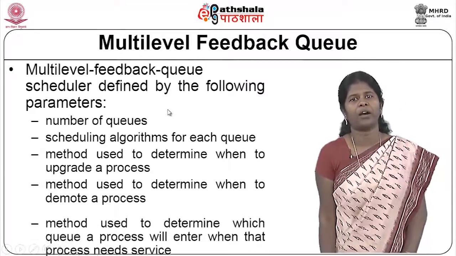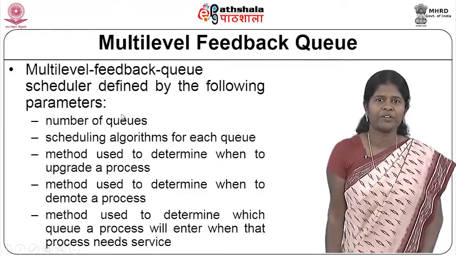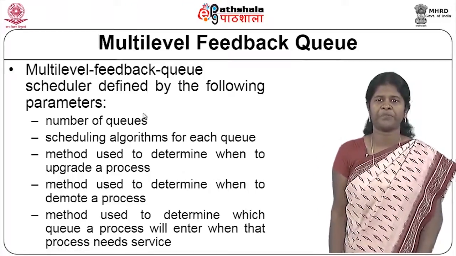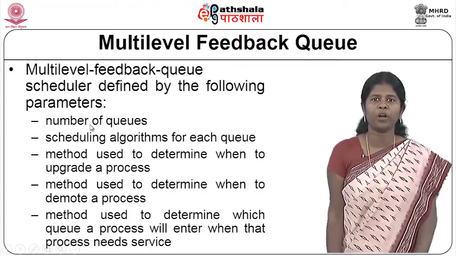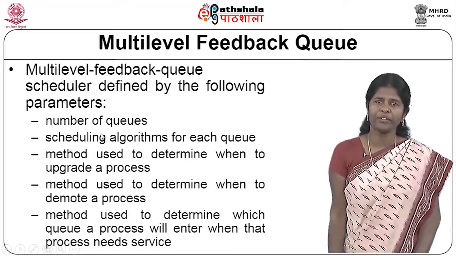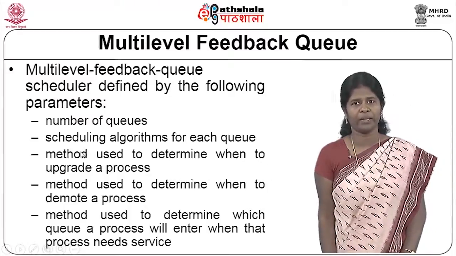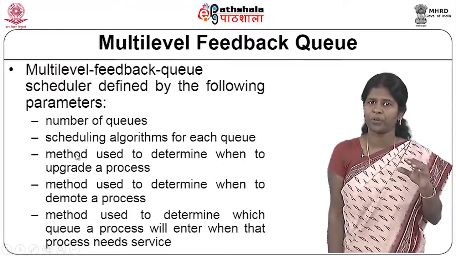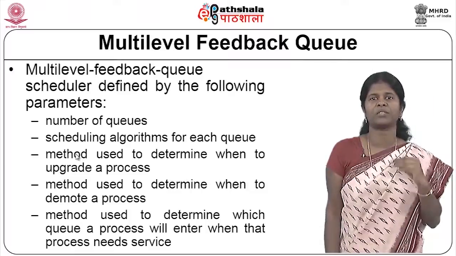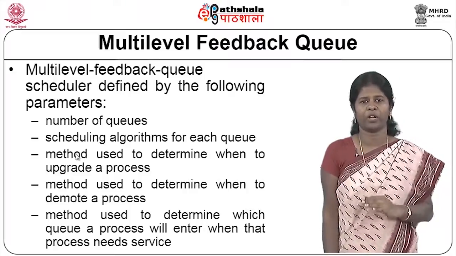And the issue in multi-level feedback queue is that you have multiple queues and you need to define a number of parameters to design this algorithm. One is the number of queues. You need to decide how many queues you are going to allow, and you need to decide what kind of scheduling algorithm should be applied for each queue. And then, when there are multiple levels and processes in each of the levels, you need to decide which of these processes will move to an upper level, because we are going to give a higher priority to the ones in the upper level and a lower priority to the ones in the lower level.